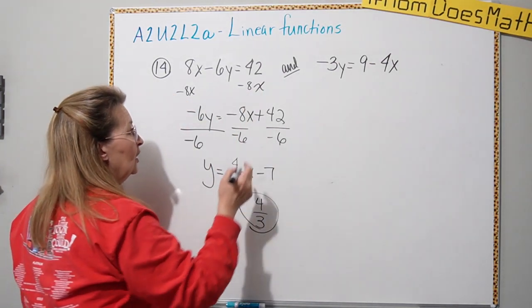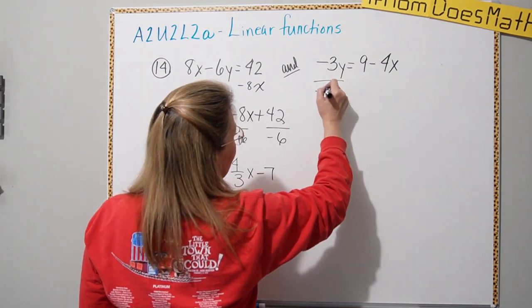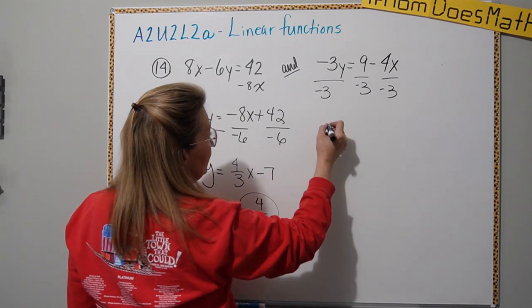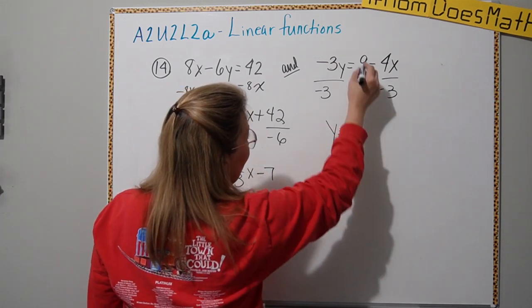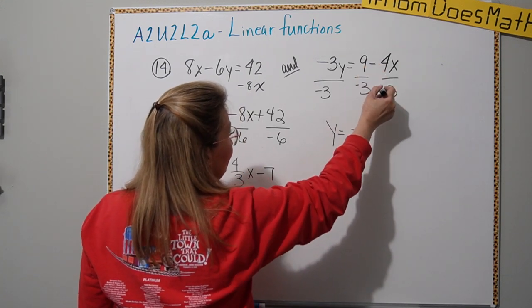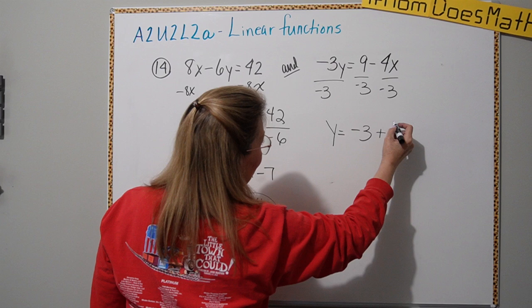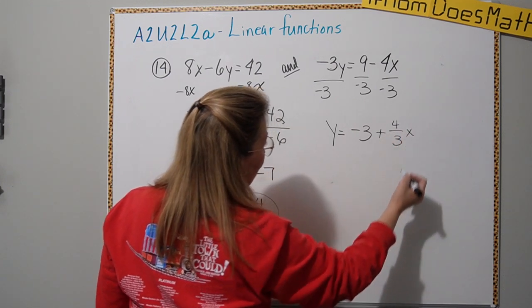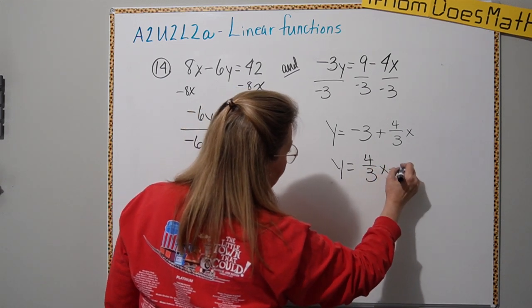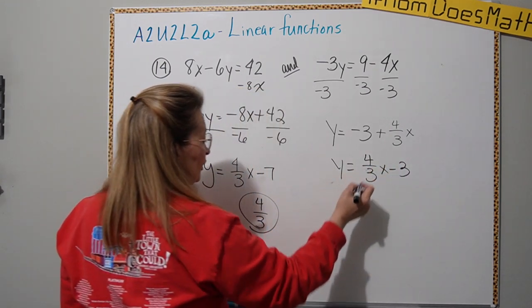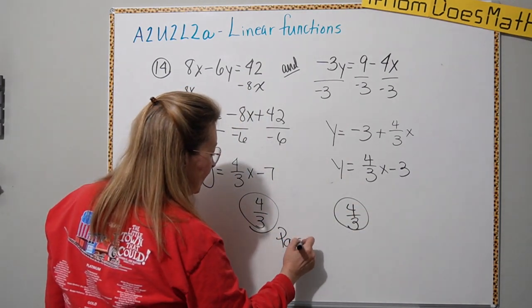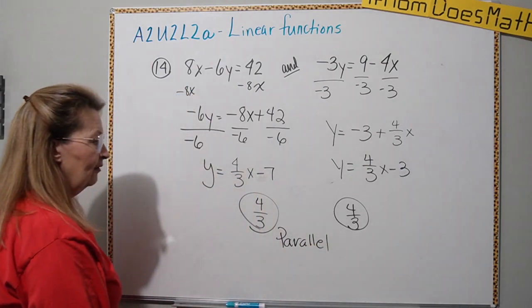Now let's see what we have here. We already have the y here. We need to get rid of that negative 3 that's in front of it. So let's divide all the way through by negative 3. So I have y equals, all right, 9 divided by negative 3 is negative 3. Minus and a negative cancel each other out. So I would have plus 4/3 x. And to get it in slope-intercept form truly, I'm going to need to reverse those two numbers. Now, your slope here is also 4/3. Since the slopes are the same, these two lines are parallel.